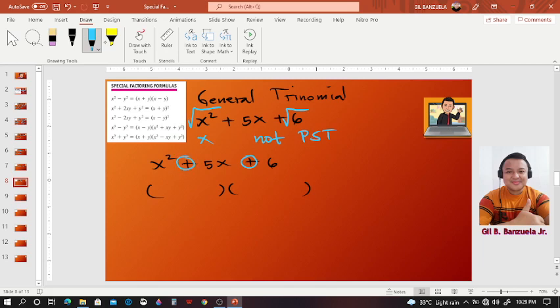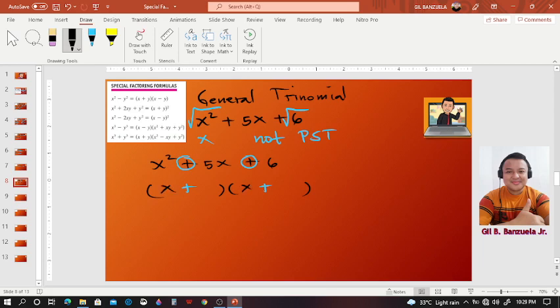So, tatanungin natin yung sign ng middle term. So, if the middle term is positive, then therefore, pareho silang positive. If the middle term is minus, then pareho silang minus. Again, yun ay kung positive yung last term. So, we have to take note of that. Then, of course, simple lang. What times what for us to have x squared? Of course, x times x.